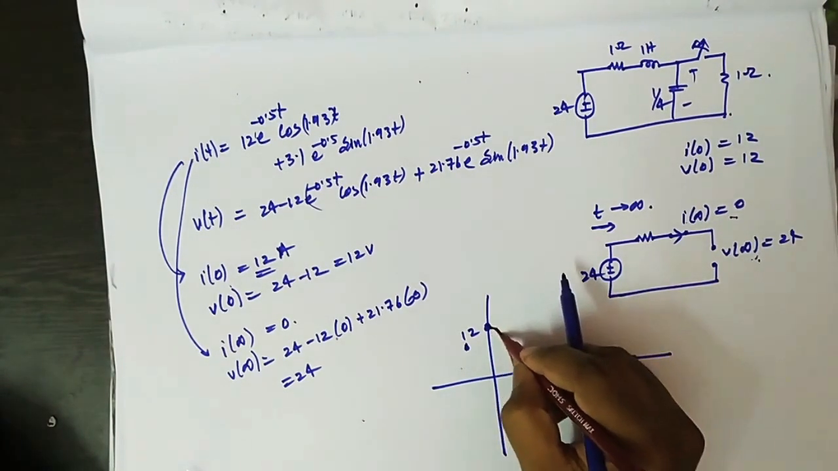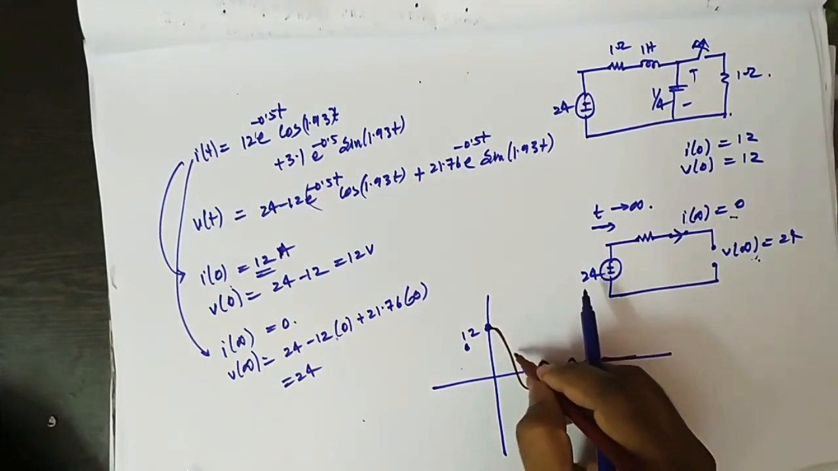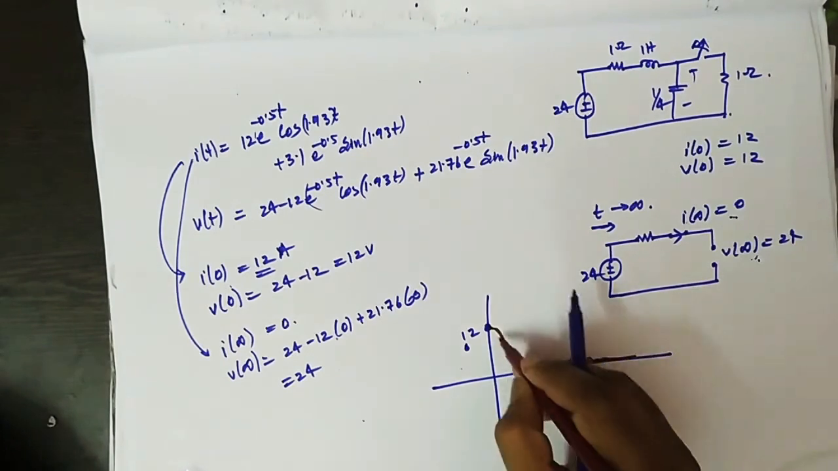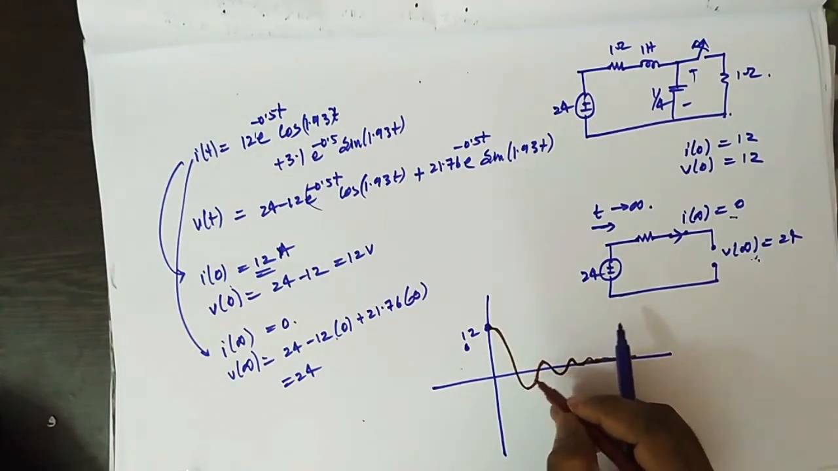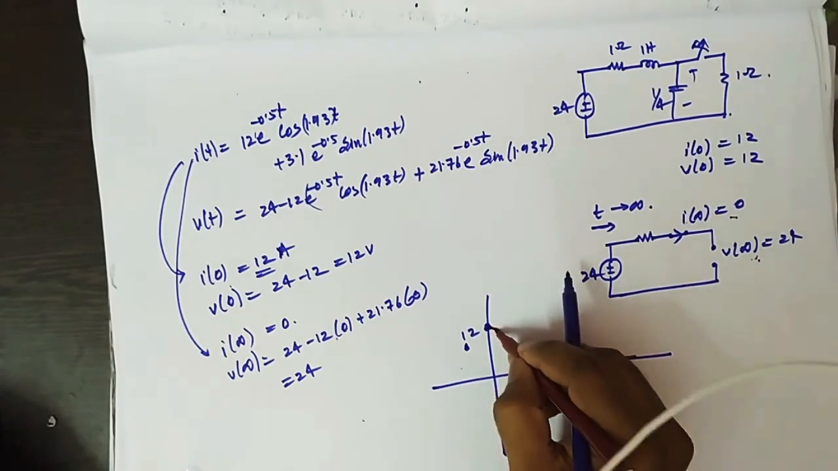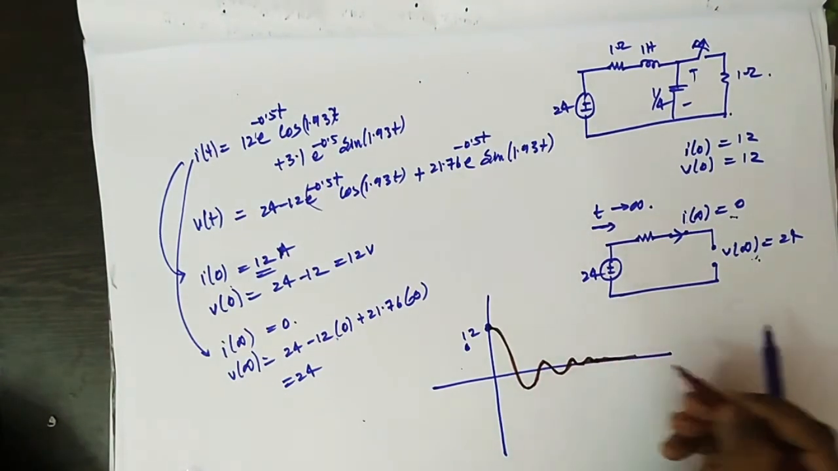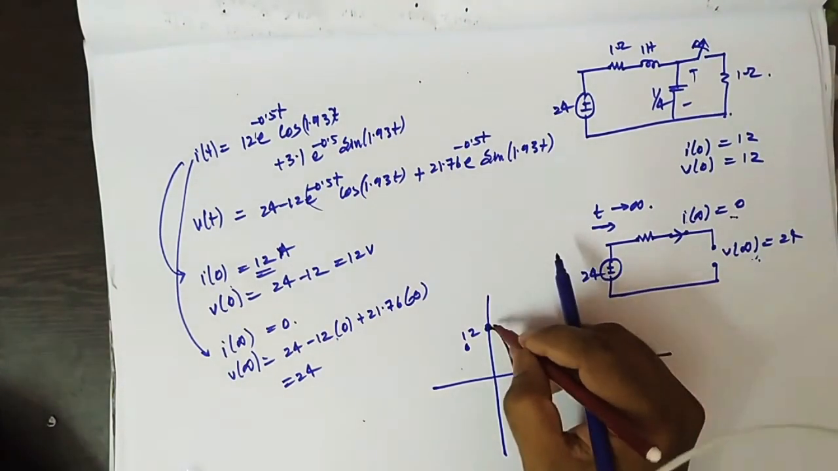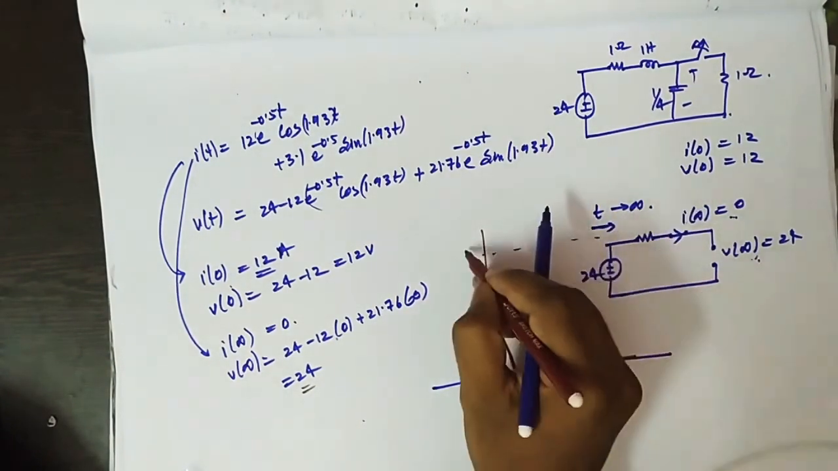So this is underdamped response. So the damping is underdamped. This response initially has a peak value, due to the interchange of energy between inductor and capacitor, it may have an interchange like this. Finally it settles to 0. Similarly the voltage goes to 24 volts.